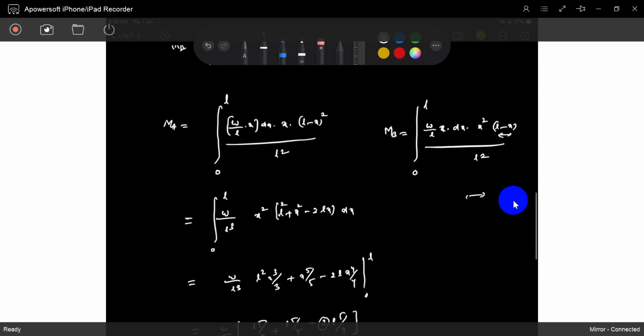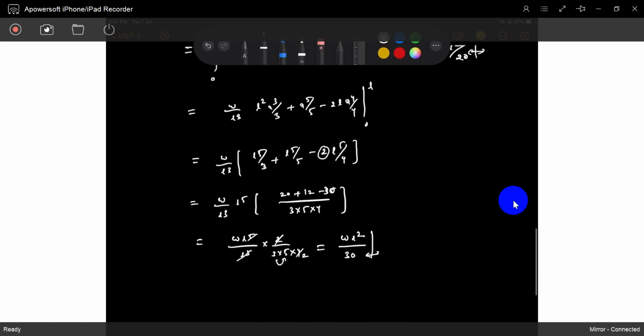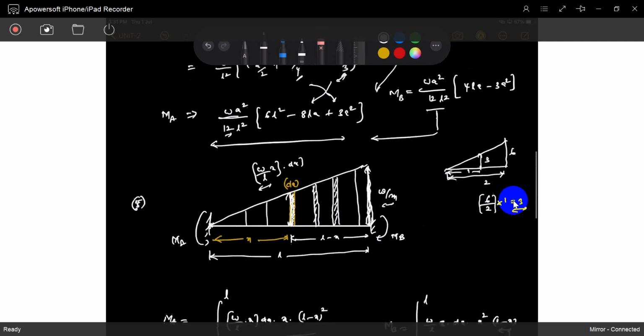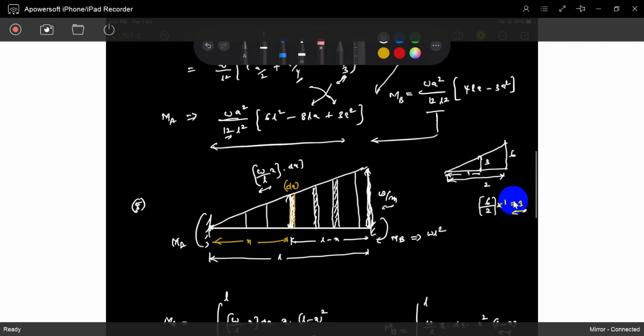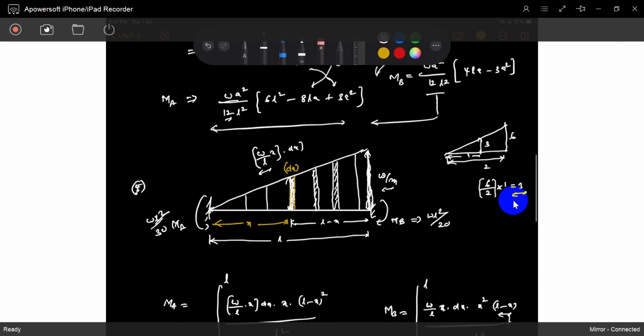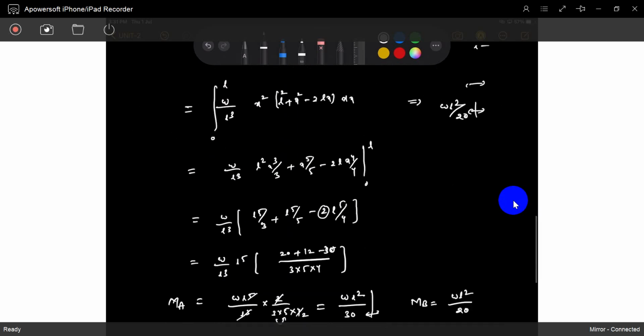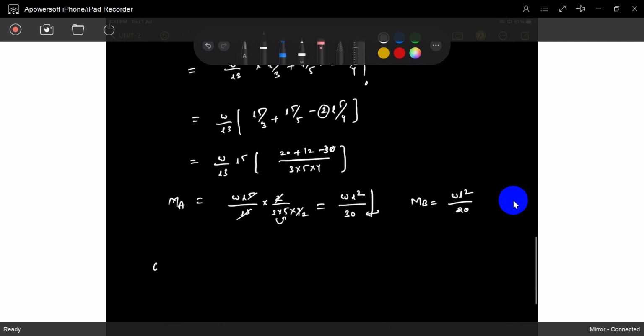If you do this value, it is very simple because there is no square term also. You get W L square by 20. So MA is W L square by 30, MB is W L square by 20. That's it. So if the same thing is observed for the same load, I can call it as such.